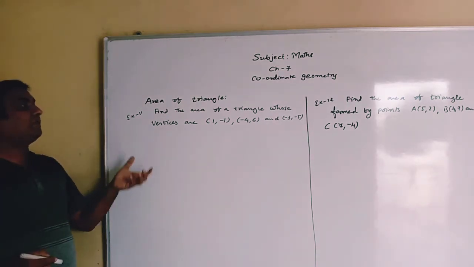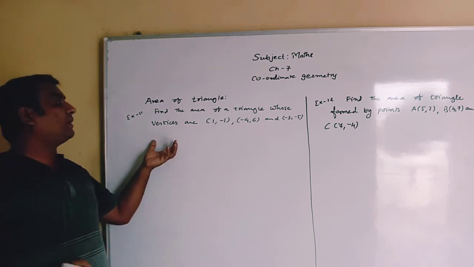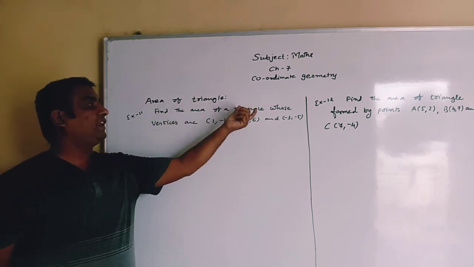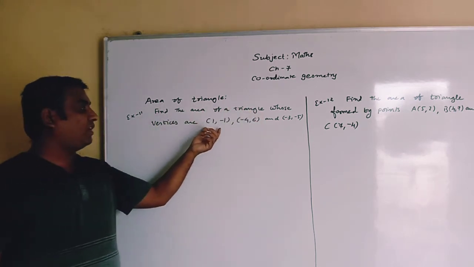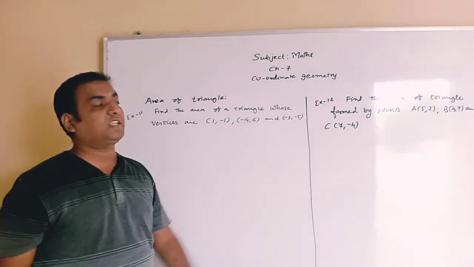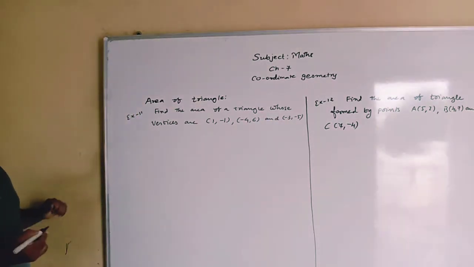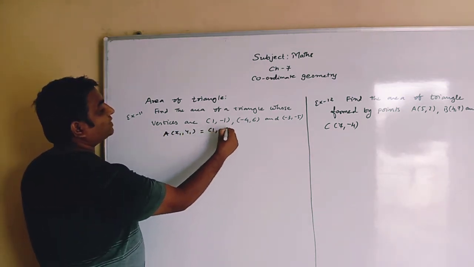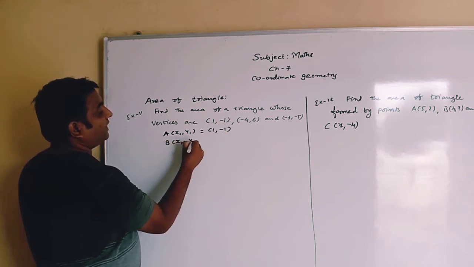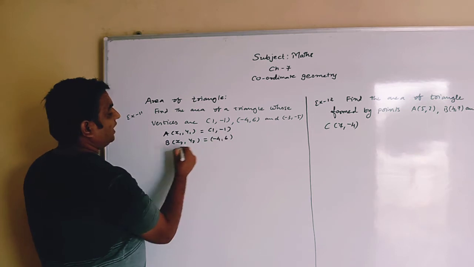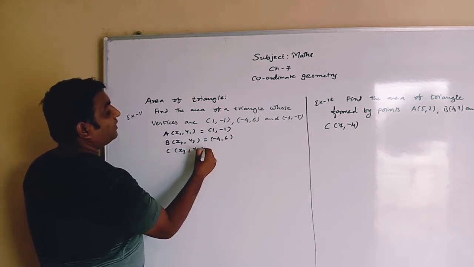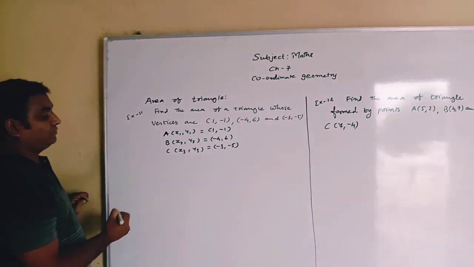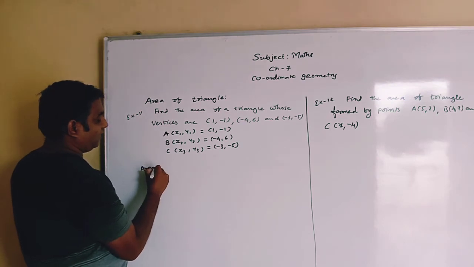So now let's see some examples to use the area of triangle formula. Example 11 in the textbook: find the area of the triangle whose vertices are (1, minus 1), (minus 4, 6) and (minus 3, minus 5). So we have A (x1, y1) as (1, minus 1), B (x2, y2) as (minus 4, 6) and C (x3, y3) as (minus 3, minus 5). And so the area of triangle ABC.